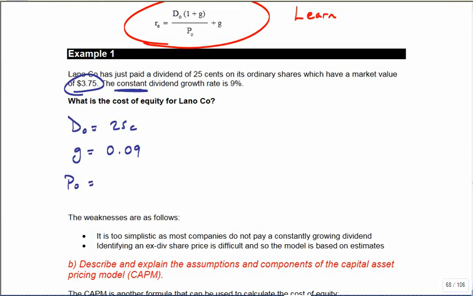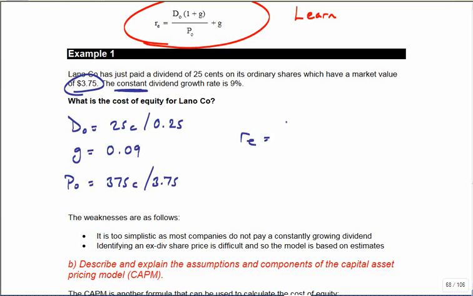I've just written down the dividend in cents, so I need to write the price, the 375, in cents. If I was to use $3.75, that's fine, but my dividend would then need to be $0.25. It doesn't matter which you do, as long as you are consistent. So they must both be in cents or both be in dollars. It doesn't matter which. And we can then work out, using our formula, RE.